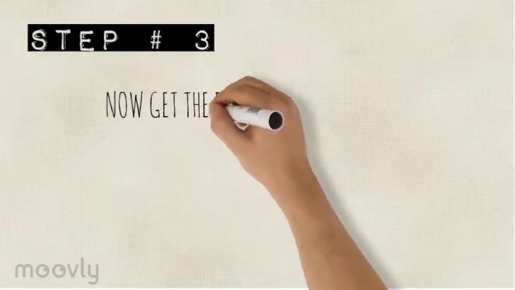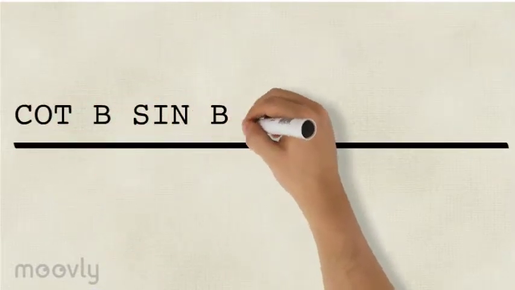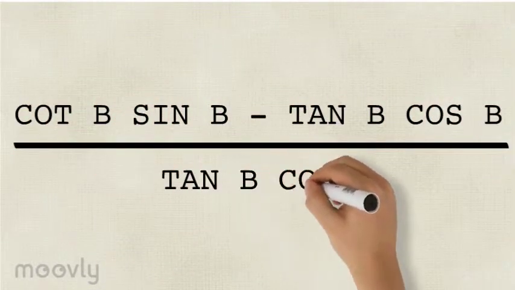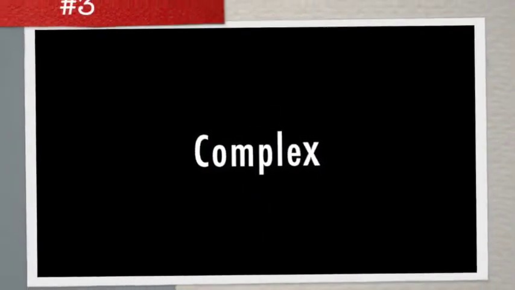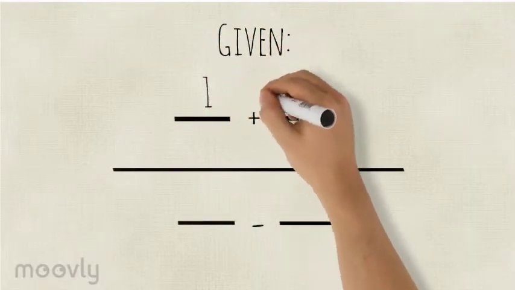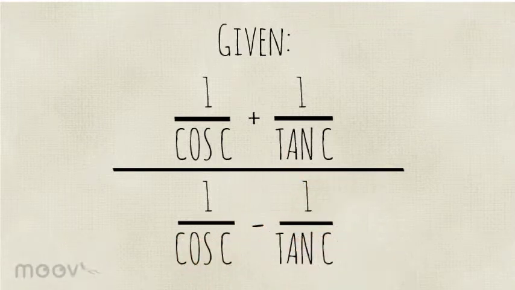Step 3. Now get the difference of its numerators while its denominator stays the same. The final answer is cotangent B sine B minus tan B cosine B over tan B cotangent B. Given 1 over cosine C plus 1 over tan C divided by 1 over cosine C minus 1 over tan C.